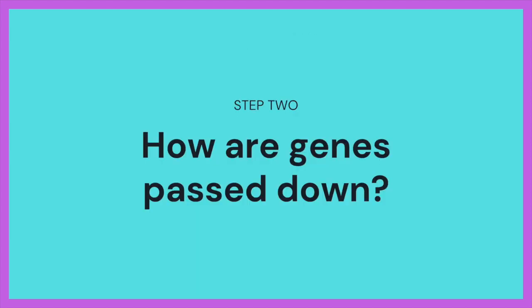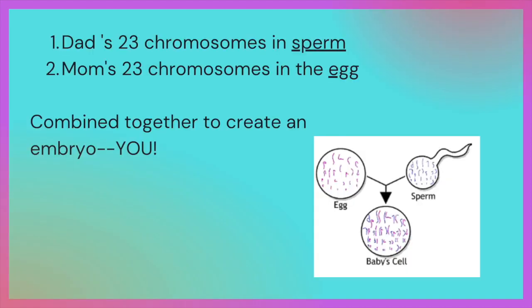Step 2. How are genes passed down? Actually, genes are passed down by mom's egg and dad's sperm. Those two meet together and the baby's cells are made. In the sperm there are dad's 23 chromosomes, and in the egg there are mom's 23 chromosomes. They combine to create 46 chromosomes in the embryo, which is you.